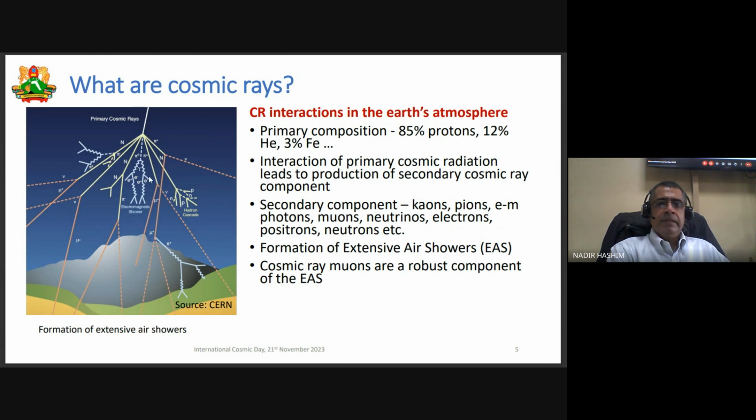In the extensive air showers, the muon component is the most robust component, and it is able to reach the ground and beyond. So on the ground level, on the surface of the Earth, you can measure the muon component as well as the neutrino component. But neutrinos have a very small interaction cross-section and are therefore quite challenging to measure, but they have been measured in neutrino astrophysics experiments.